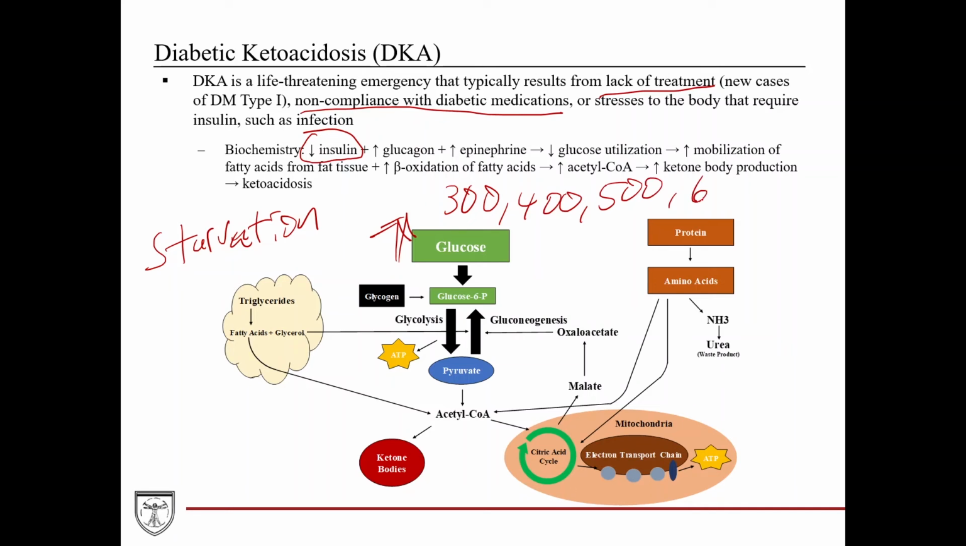I've even seen it into the 600s. You can even see it go higher than that. This is not uncommon to see this at all. And so what happens is, even though you have these crazy high levels of sugar in your blood, it's just not getting in because you don't have the insulin.